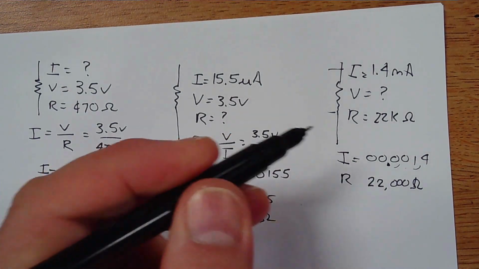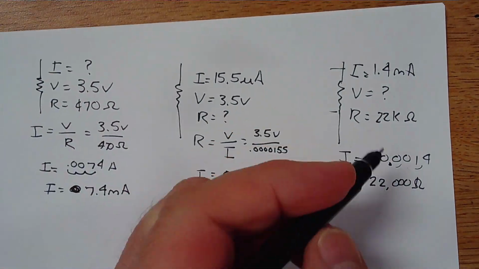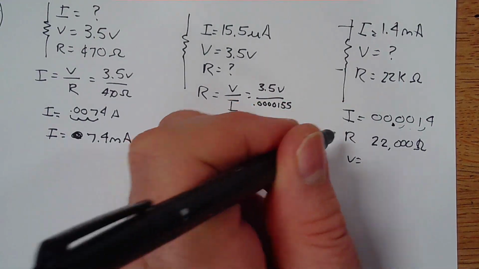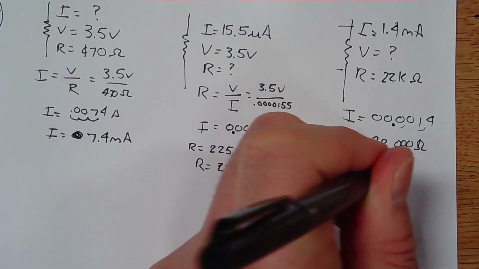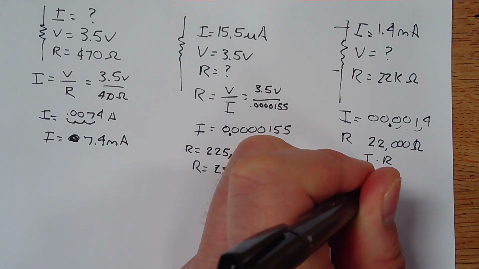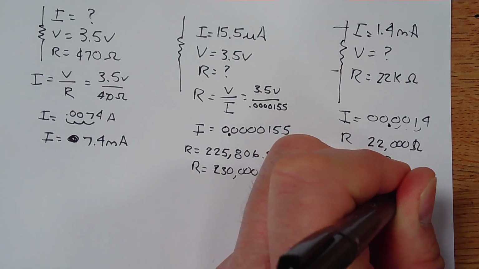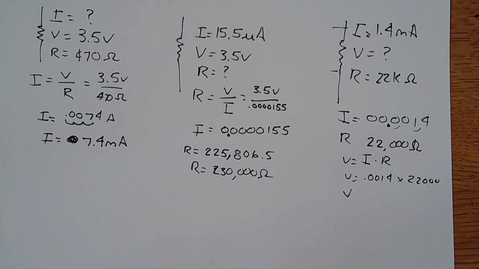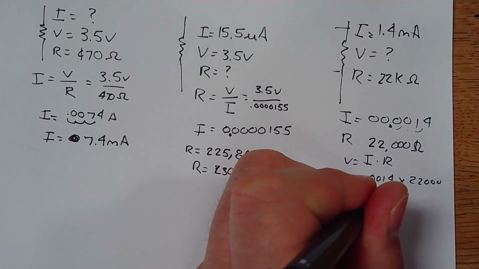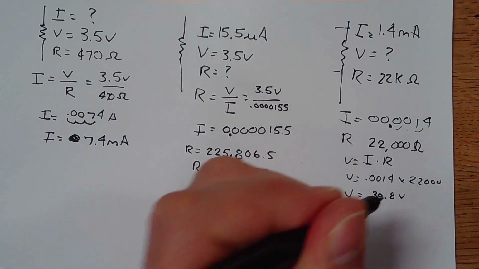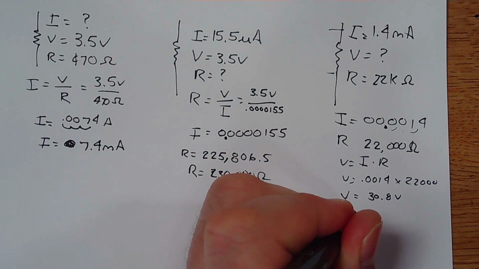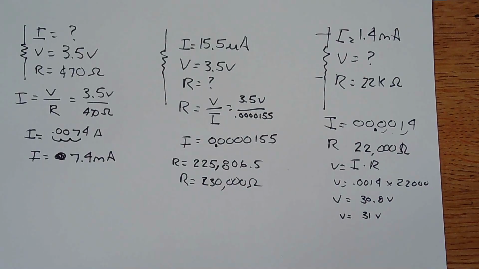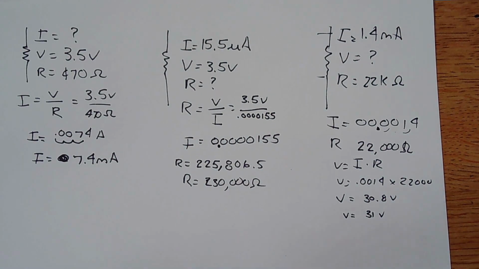Okay. We're solving for voltage. Voltage equals I times R. Voltage equals 0.0014 times 22,000. And if I do my calculator, 22,000 times 0.0014, I get voltage equal to 30.8 volts. Right? And if you want to round that to 31 volts, that works too. Okay, so that's the 3 easy ones.